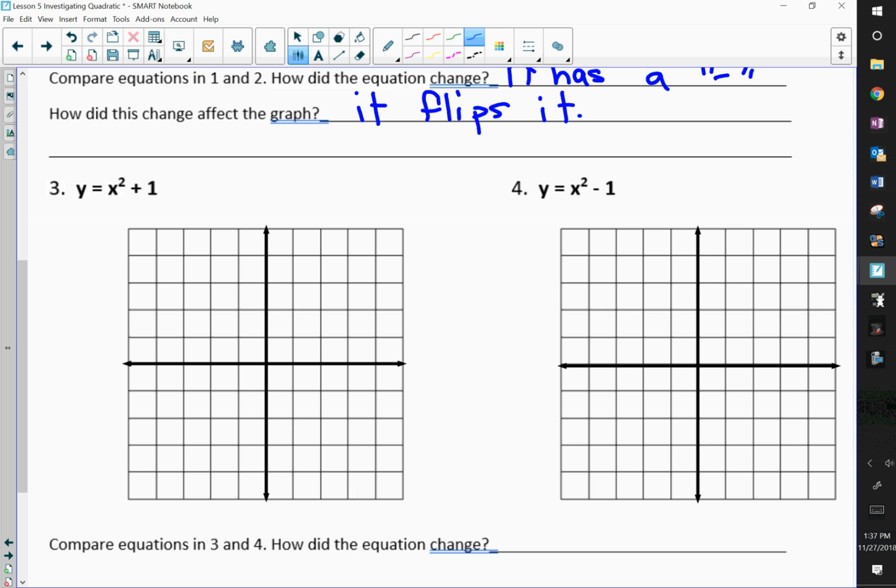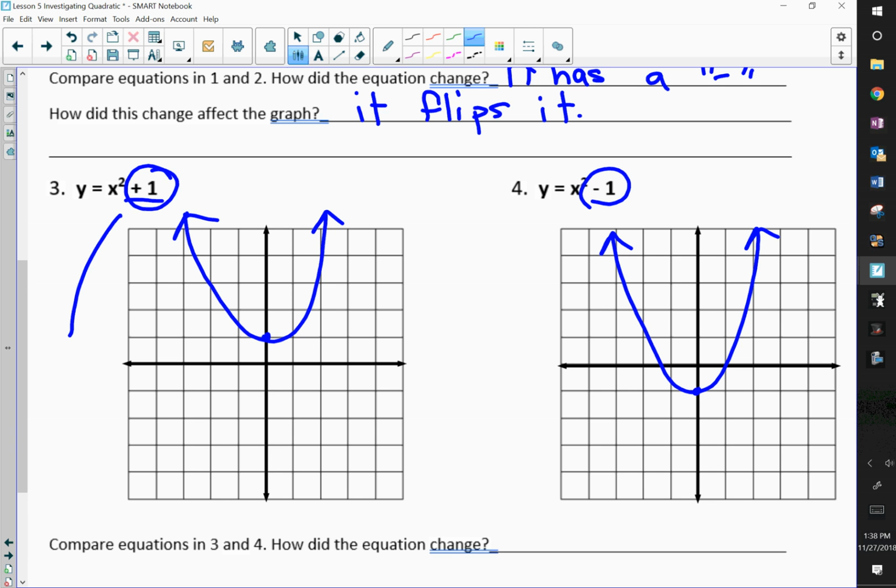Okay, so what you should have come up with is that when you add 1 to the x squared function, it just shifted the whole graph up 1. So your U shape should come down like that. And when you subtract 1, it shifts it all down 1. So your U shape or your parabola should come down like that. So just like on the absolute value function, this plus 1 will shift it up 1 place, and this minus 1 will shift it down 1.